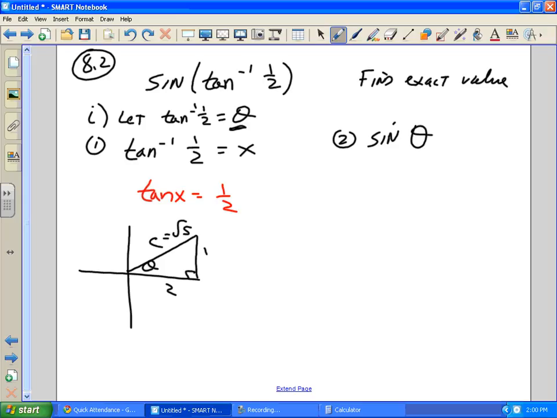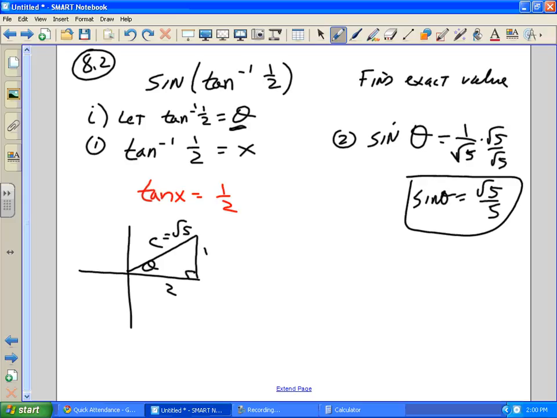Now I go back to my triangle, and what is the sine of theta? It is opposite over hypotenuse. What is the opposite to this theta? 1 over the square root of 5. When we rationalize it, we get that the sine of theta is square root of 5 over 5, and that's my answer. So it starts off here really saying take what's inside the parentheses, the inverse tangent of a half, and let that be your theta.